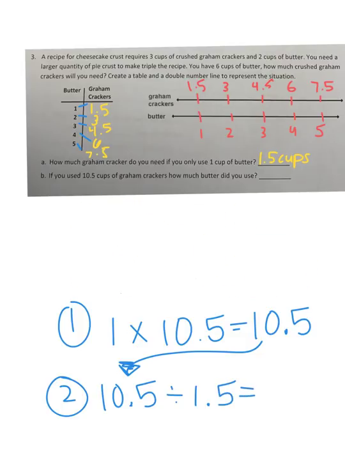So when we do this division, 10.5 is inside my doghouse, 1.5 is outside, but we can't have a decimal, so remember we got to move it over. So now our new problem is 105 divided by 15. And when you do this, your answer should be 7 perfectly, because 7 times 15 is 105. So my answer is 7 cups.